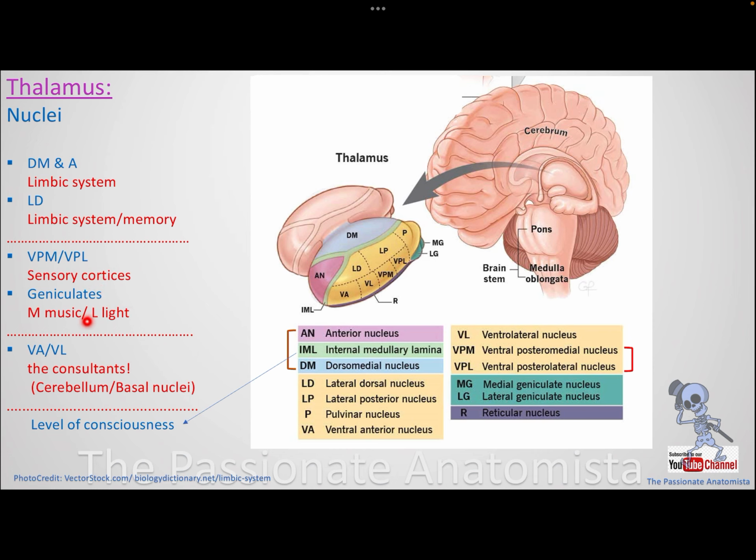Remember when we talked about the superior and inferior colliculus, and I told you guys that the superior colliculus is your eyes, all right, and the inferior colliculus is your ears. So the superior colliculus is the visual center, and the inferior colliculus was the auditory center.